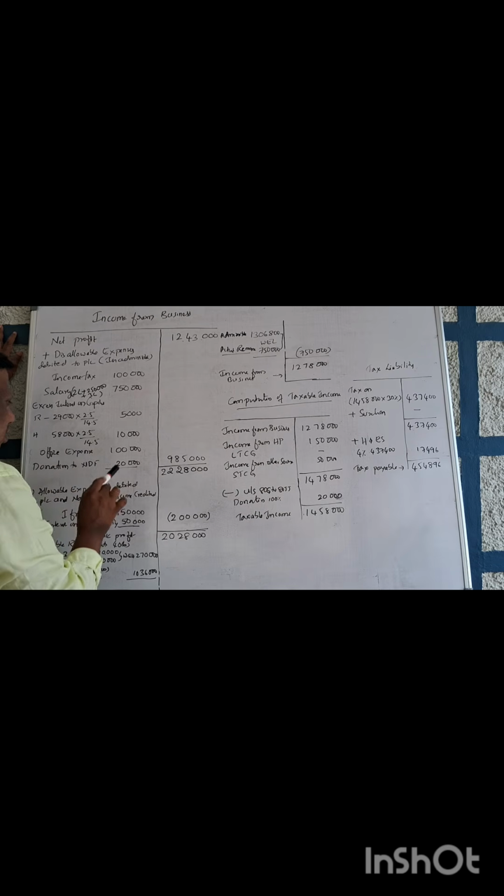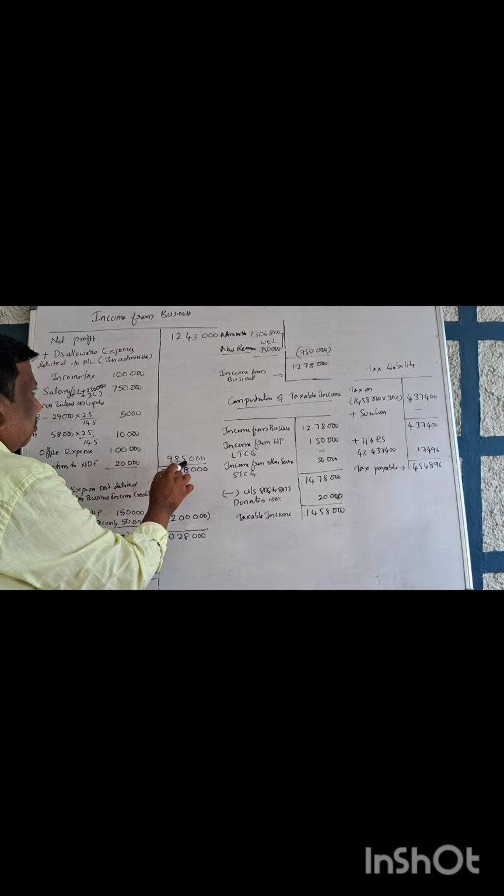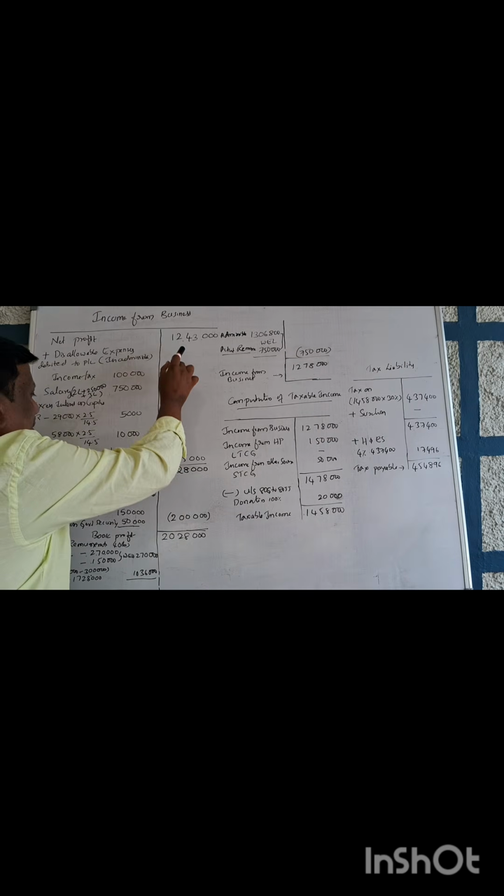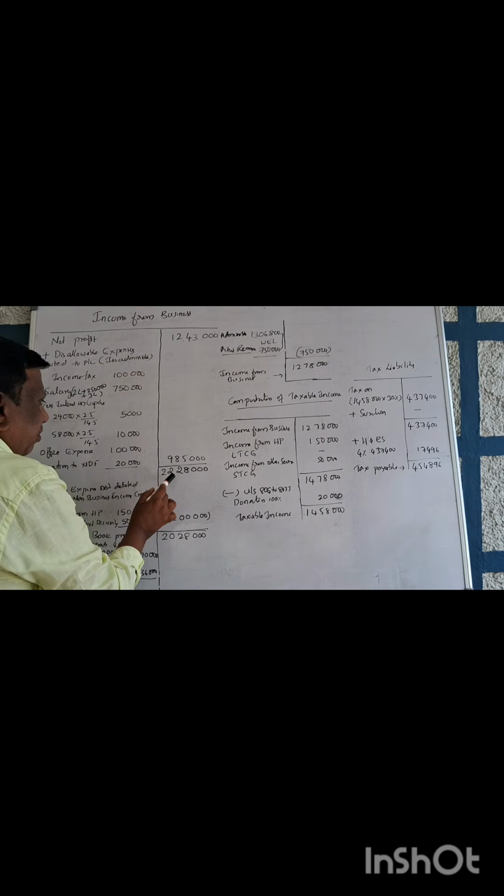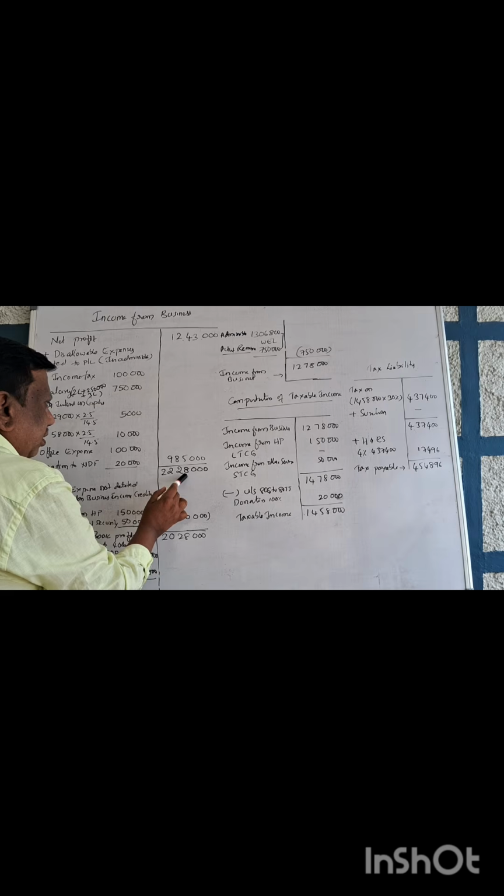Donation to NDF also is inadmissible. These are all not allowable. So inadmissible expenditures total 9 lakh 85,000. So 12 lakh 43,000, if I add 9 lakh 85,000, is 22 lakh 28,000.